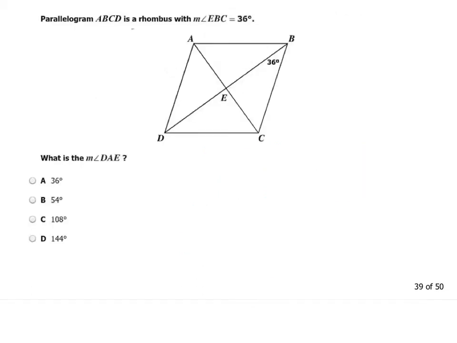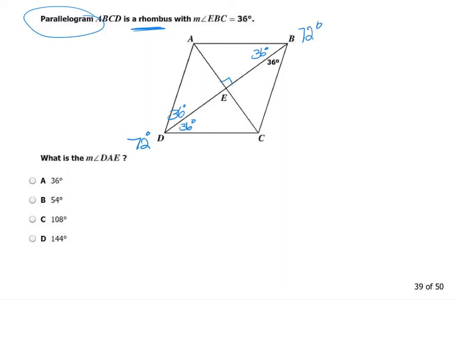This problem, we're told that it is a rhombus. A rhombus is still a parallelogram. And so with a rhombus, the diagonals are at 90 degrees, they're perpendicular, and the angles bisect. So if this is 36, this is 36. The one across is 36, and this one is 36. So this whole angle here is 72, and this whole angle is 72.